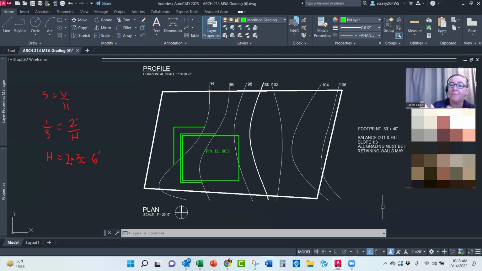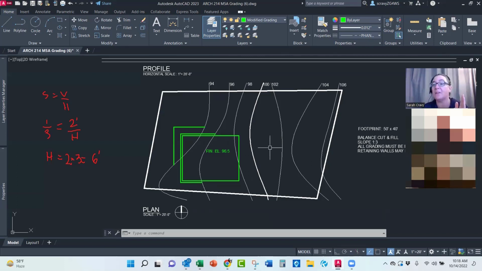Okay, but we're not done, because that was the fill side. That was the downhill side of our site. Let's talk about the uphill side. Ivan, I want you to tell me what to do with this 98 contour line. What should we do with it? Probably move it up. Uphill, yeah.